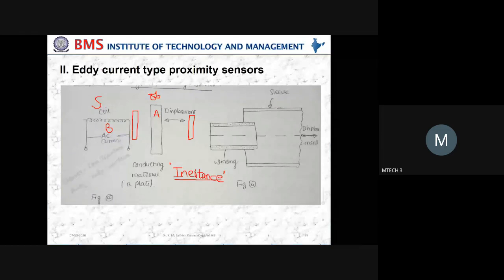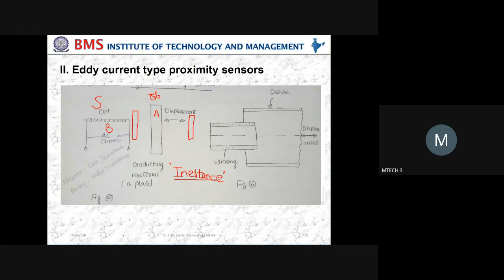Now, on the other side, I'll take this object very far away from the sensor. At that moment eddy current is going to be lesser, and as the eddy current is lesser, the amount of inertance is going to be larger. That means, the more the inertance, the distance between the sensor and the object is what? Lesser or more?